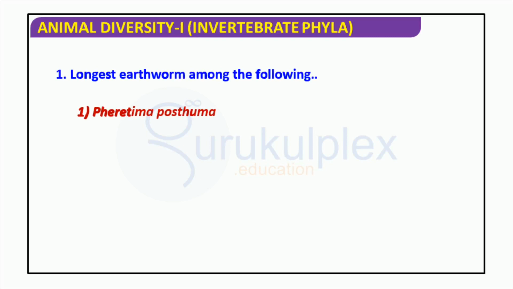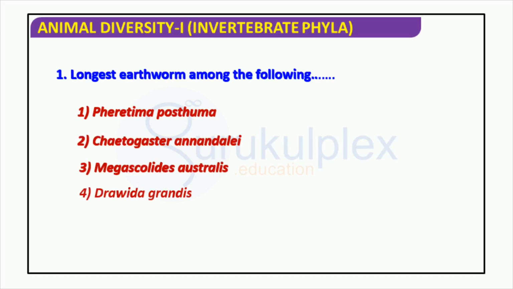Answer. The answer to this question is Megascoletes australis. It is a species of the Megascolecidae family and is found in some parts of Asia and Australia. This worm can grow up to 3 meters in length, being the longest earthworm currently known.